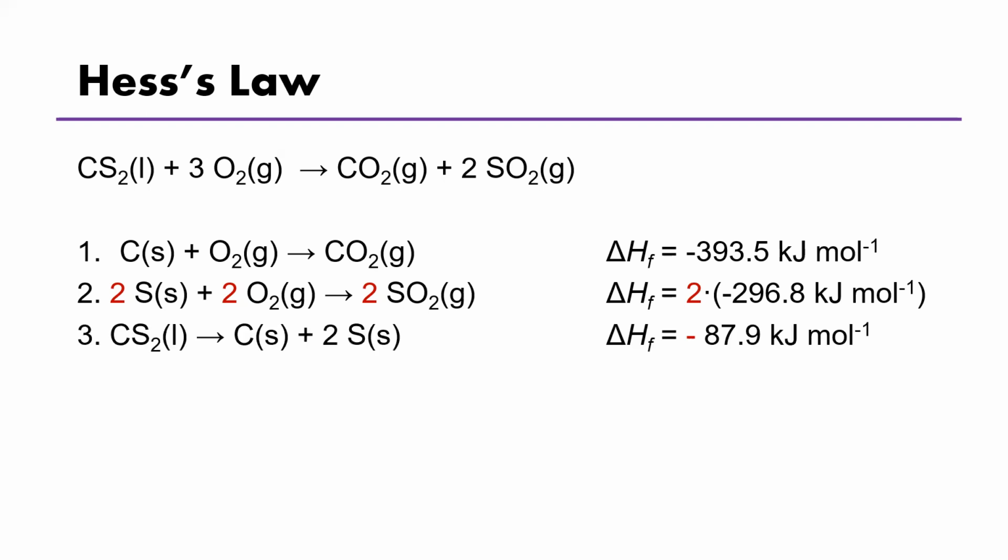In the last step, we have to do the reaction from carbon disulfide to carbon and 2 moles of sulfur. Because there we had the entropy of reaction of the inverse reaction, we have to put a minus sign for the change in entropy of formation here. So it's minus 87.9 kilojoules per mole. So if we add everything together, we get a total change in entropy of formation of minus 1075 kilojoules per mole.